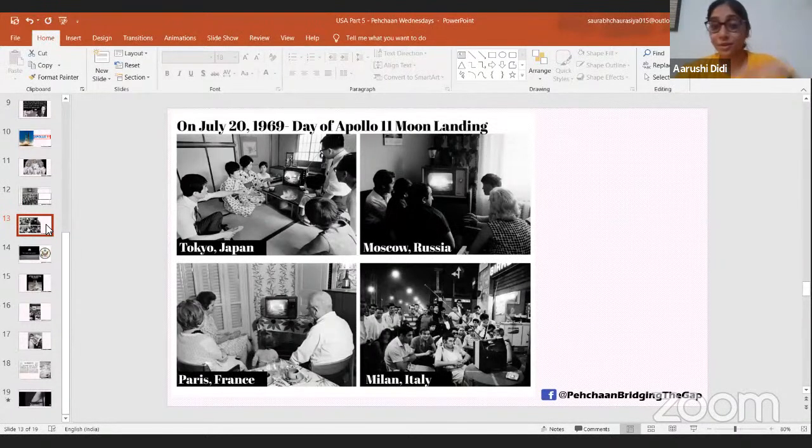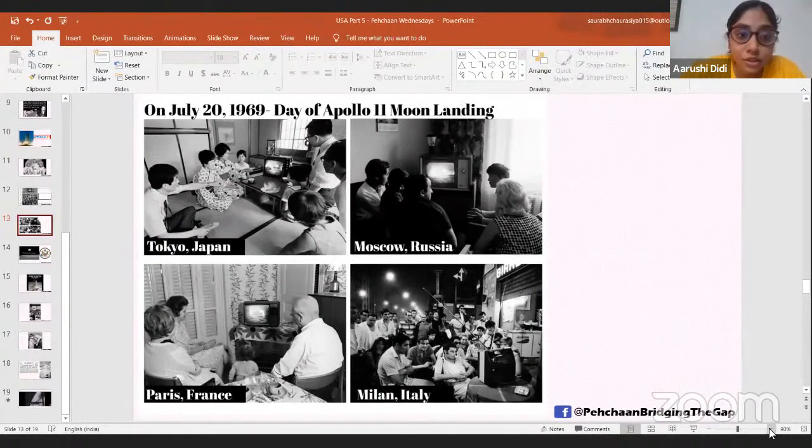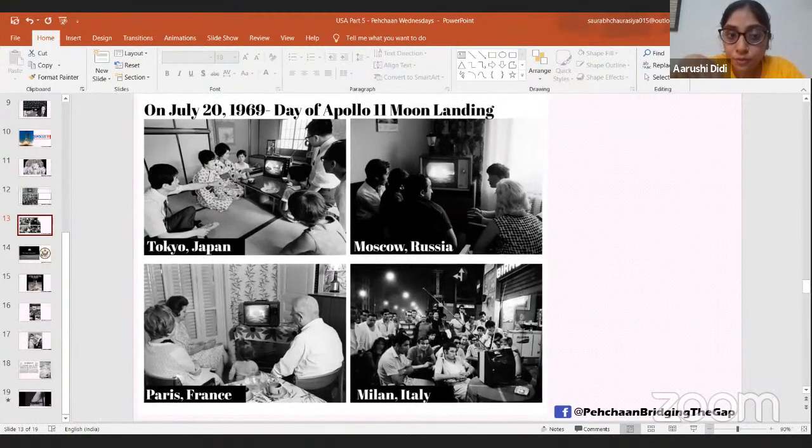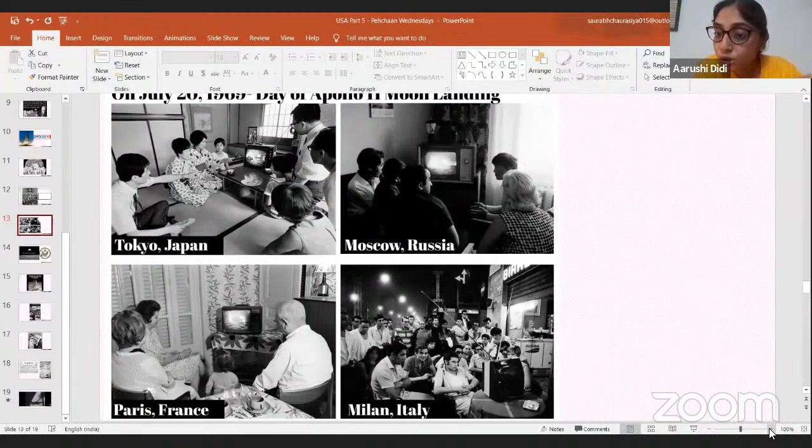All of that we can look at later, but let's look at the slide in front of us. We have 4 pictures there. We have 4 sets of families there. Can you zoom a bit, Saurabh? Yes. Above you see the title: July 20th, 1969, Day of Apollo Moon Landing. You have a family in Tokyo, Japan, Asia, a different continent. You have a family in Moscow, Russia. You have a family in Paris, France. You have a few neighbors, or people who live around each other, in Milan, Italy.